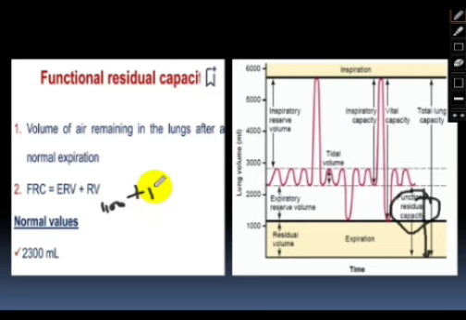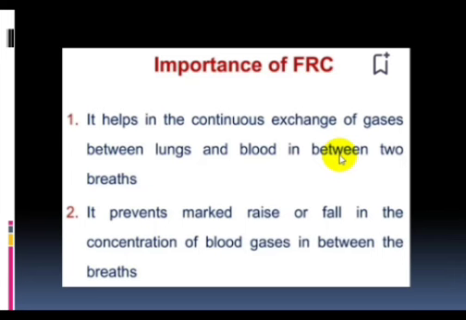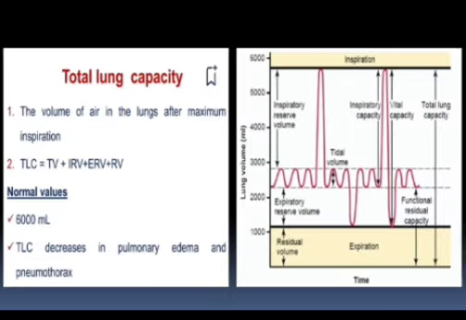What's the value for residual volume? 1,200, right? So if you sum that, it will give you what? Good. Significance of functional residual capacity. You can go and check that out. And then the last one is the total lung capacity.